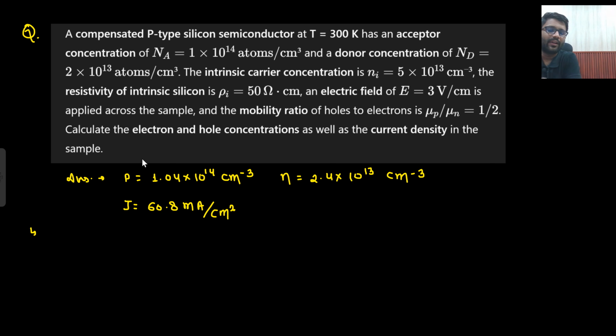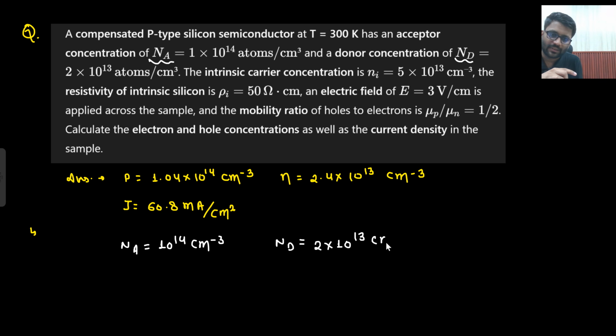So I would require what is given. Compensated p type is already given, but even if it was not given, you could see that this is the value of Na, this is the value of Nd. That means both of the dopings are there. Na is 10 to the power 14 per centimeter cube, and Nd is 2 into 10 to the power 13 per centimeter cube. So you can directly see that Na is greater than Nd. If Na is greater than Nd, that means it is compensated p type, right? And what is the value of Na minus Nd, because it is p type, so I will calculate Na minus Nd.